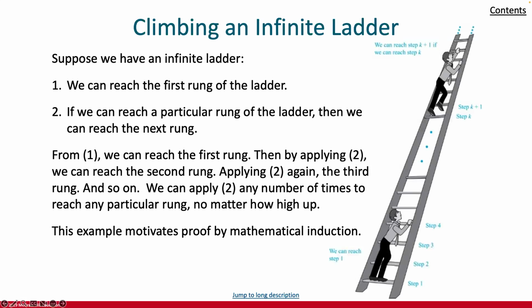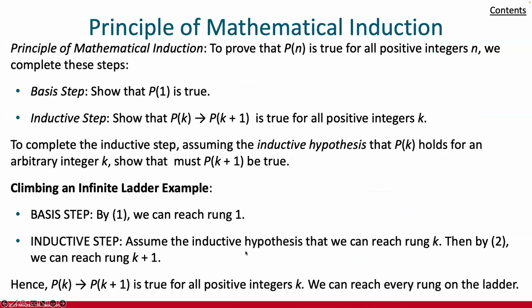So let's think about this: climbing an infinite ladder. We'll see this again in a little while. Suppose we have an infinite ladder, and we can reach the first rung of the ladder. If we can reach a particular rung of the ladder, we can always reach the next rung. So we're getting a basis and a recursive perspective. From 1, we can reach the first rung, then by applying 2, we can get to the second rung. Applying 2 again, we can get to the third one, and so on and so on. This is an example that motivates the proof by mathematical induction.